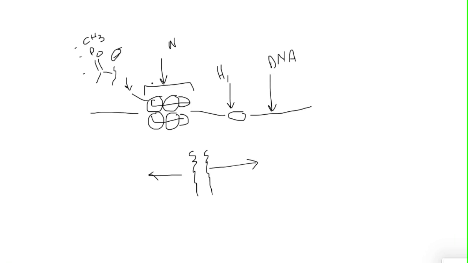The way this works is these histone tails are typically rich in basic amino acids. Your basic amino acids are like arginine and lysine, and lysine is actually not L, it's K. That's the one-letter abbreviation. And these basic amino acids under physiological pH have a plus charge.